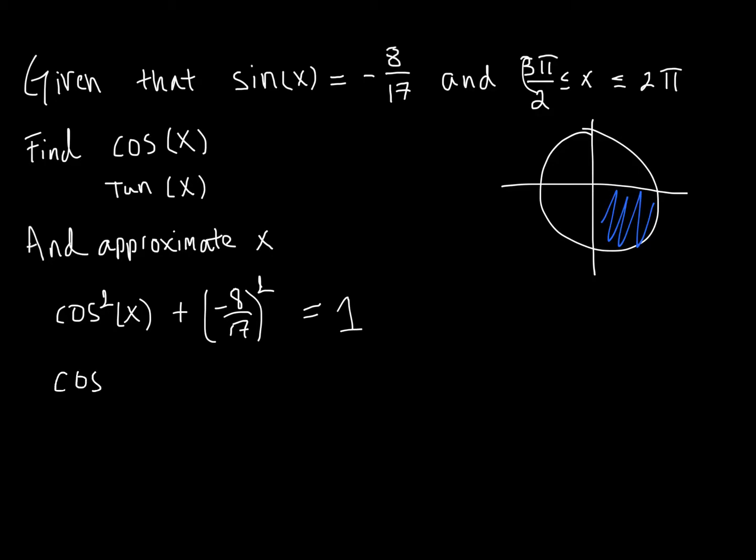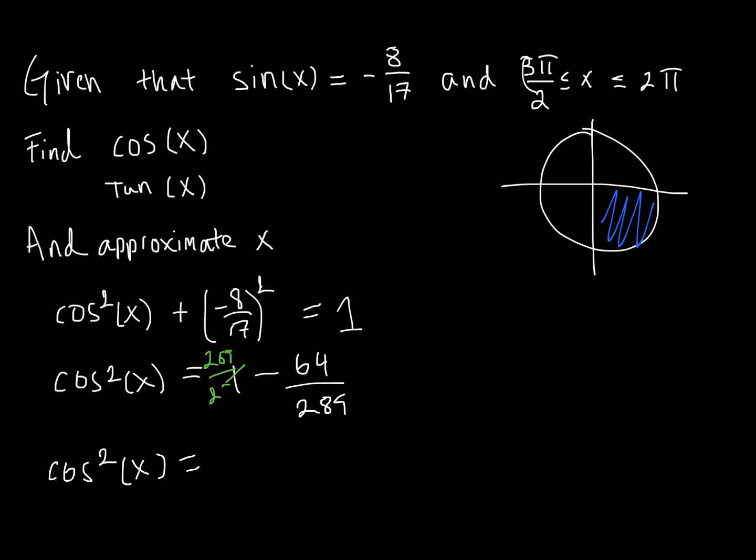So I know cosine squared of x is going to be 1 minus, and I'll just go ahead and square this out. So negative 8 squared is 64, and 17 squared is 289. So cosine squared is going to be 289 minus 64. The way I get that is when I'm subtracting, this is going to become 289. And that will give me 225/289ths.